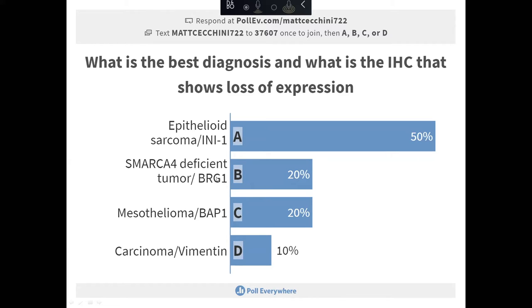And so it's a bit confusing because this has two names. SMARCA4 is actually the gene name, and BRG1 is actually the protein name. So really, you can say either. So it's a SMARCA4 or BRG1 deficient tumor.